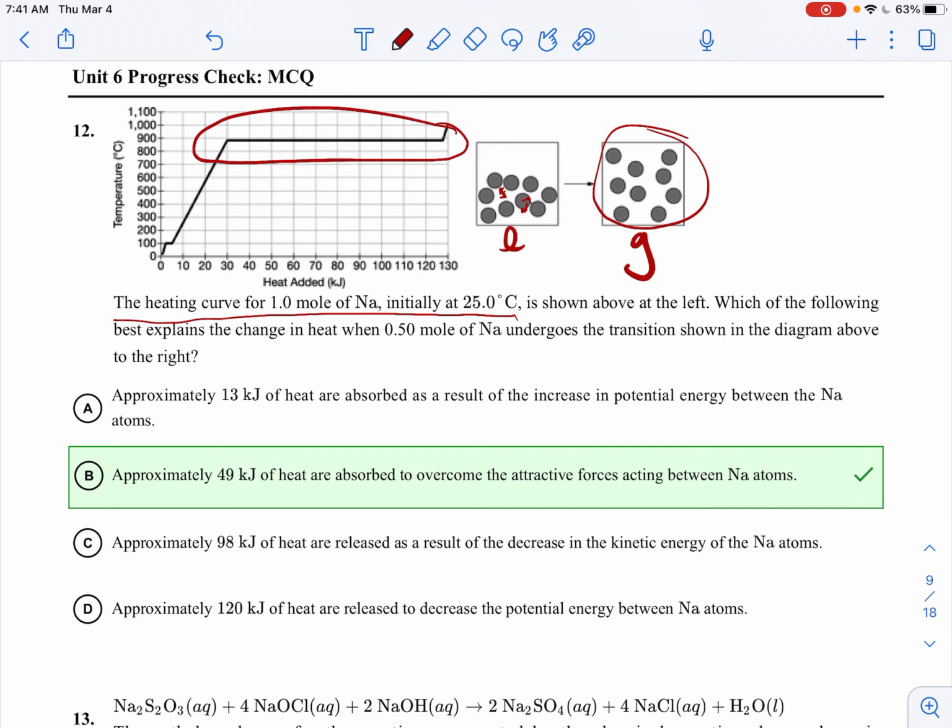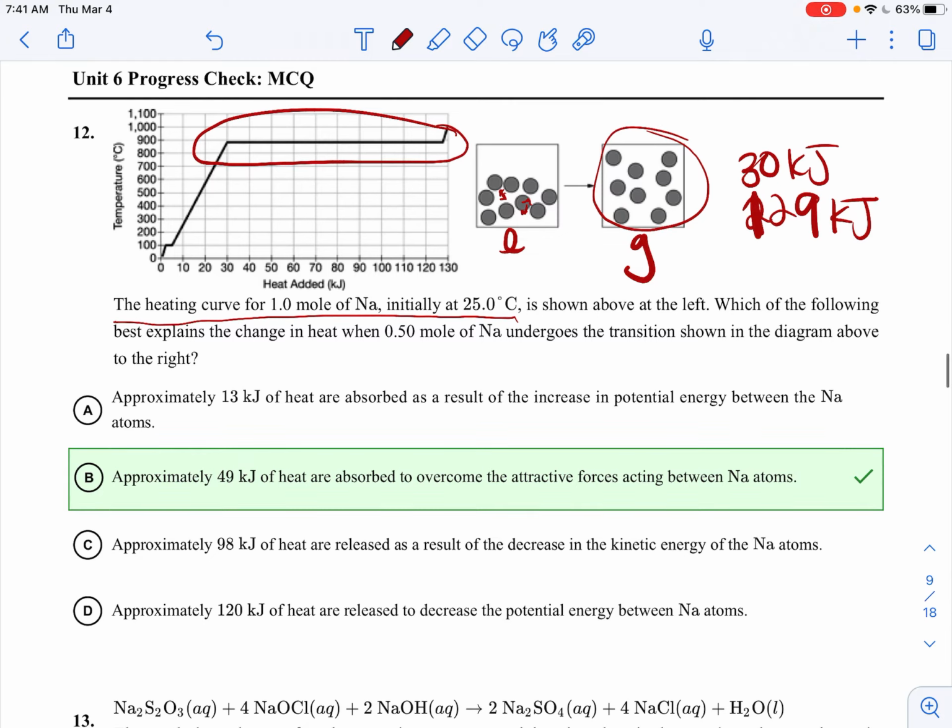So we start at 30 kilojoules and we end at 129 kilojoules. So to find how many kilojoules it took, we do 129 minus 30, and it took 99 kilojoules for that to happen. For 1 mole of sodium to go from a liquid to a gas, it took 99 kilojoules.